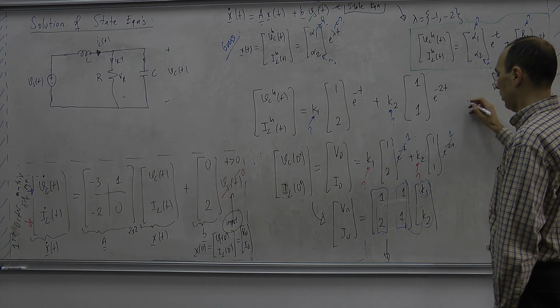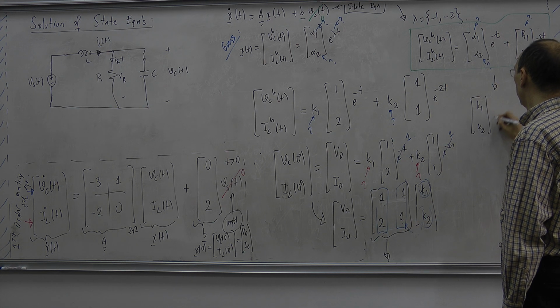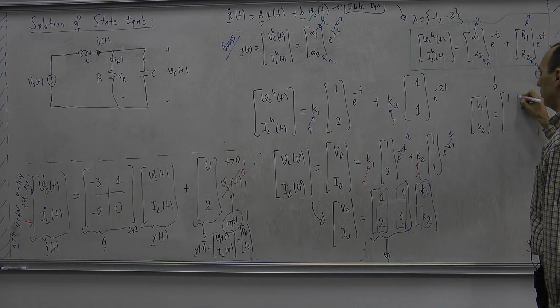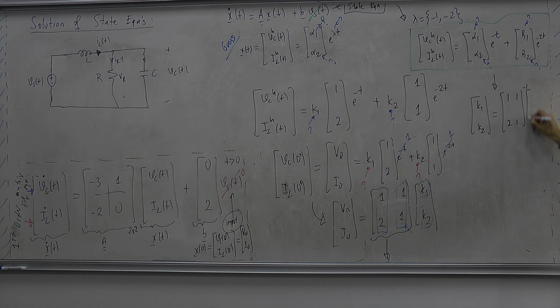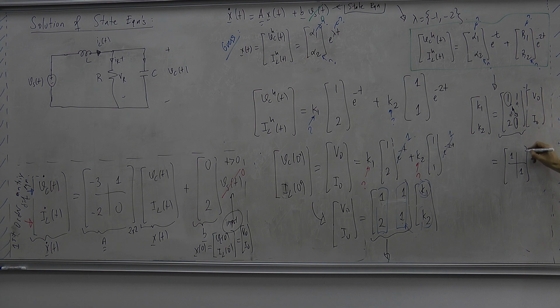So I'll be calculating the inverse of this matrix. K1, K2 is equal to 1, 1, 2, 1, inverse, V naught, I naught. So how do I calculate the inverse of a matrix? Well, for a 2 by 2 matrix, you exchange these two. Let me not confuse you. Both of them are 1, nothing to do. And you switch the sign: if this is positive, you make it negative.